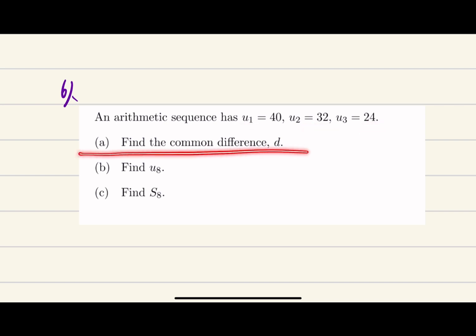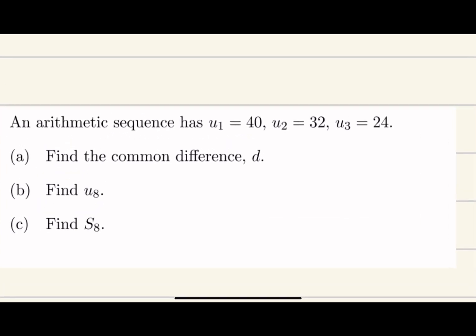Okay, so here an arithmetic sequence u1, u2, u3, all consecutive, and the first one is 40. What is the common difference? Easy. The next term minus the previous term, so that will give us -8. So d equals -8 because it's decreasing by 8 when you're going to your next term.